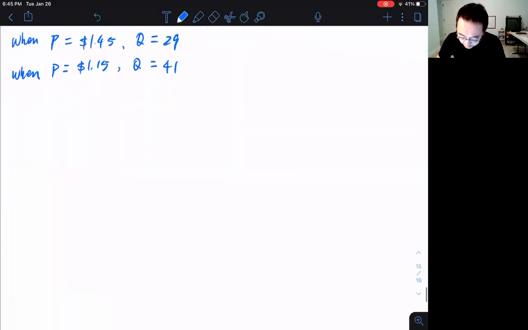And then you know your cost of production, C of x, where x is quantity. This is your cost function: 0.75x plus 10.75. That's your cost function.